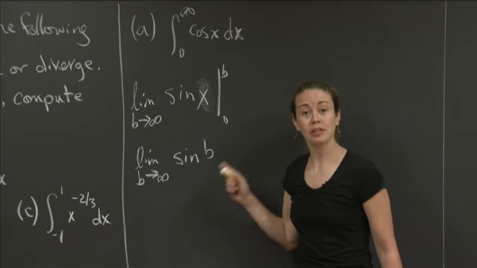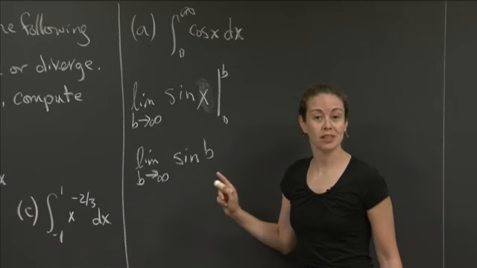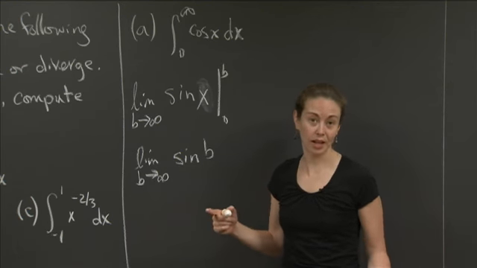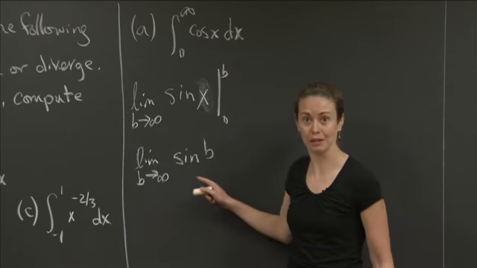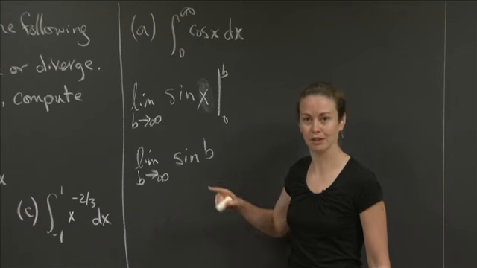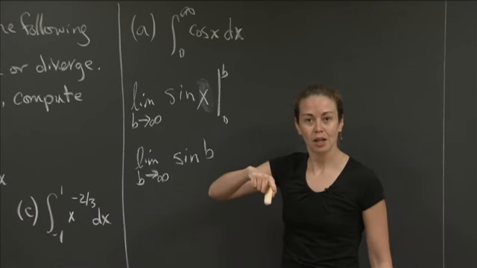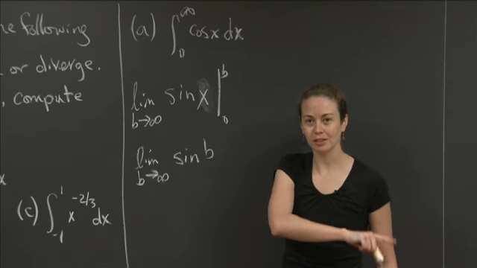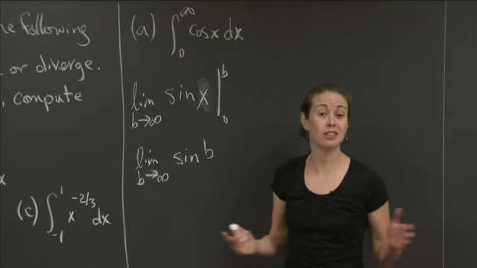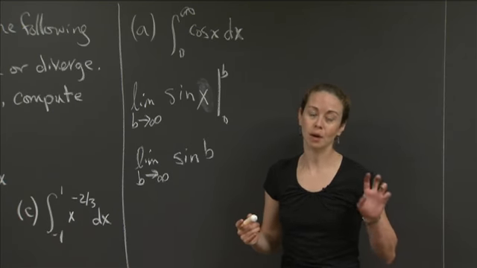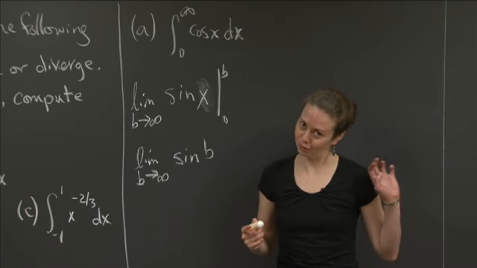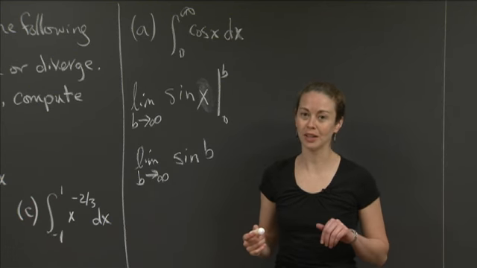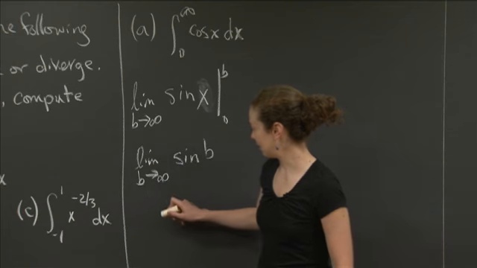And now here's where we run into trouble, because this limit doesn't exist, right? Because as b goes to infinity, the function sine b is now the variable if we think about it that way. As b goes to infinity, sine is going to oscillate, as it always does, between -1 and 1, and it's going to continue to do that. It's not going to approach a certain value and stay arbitrarily close to that value as b goes off to infinity. So this limit does not exist.